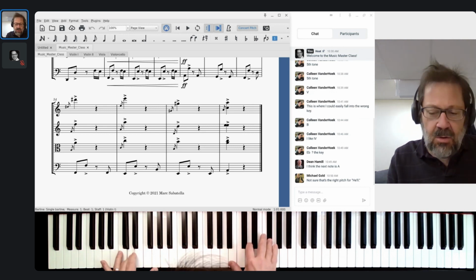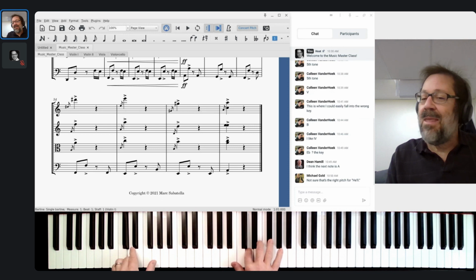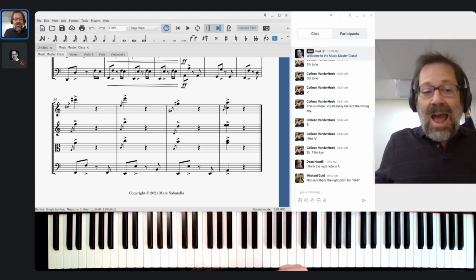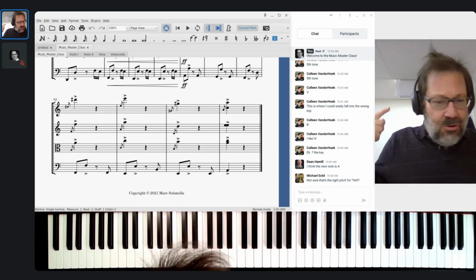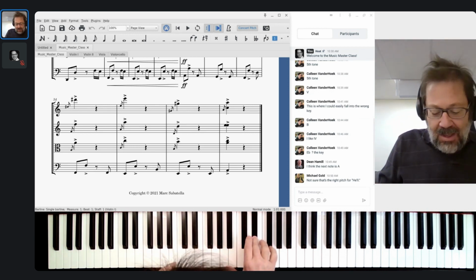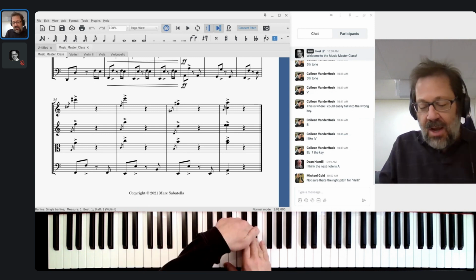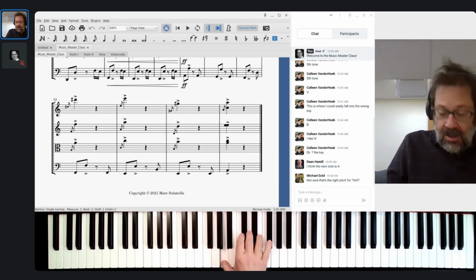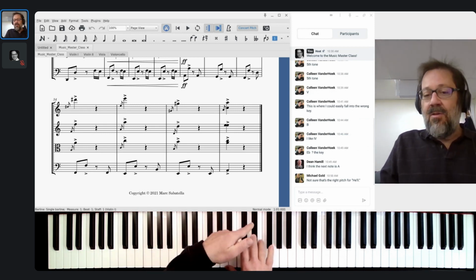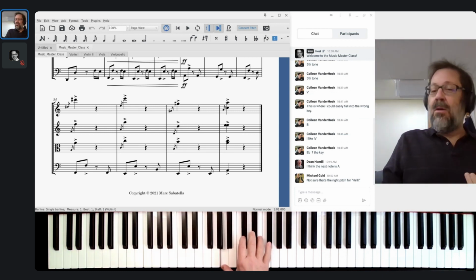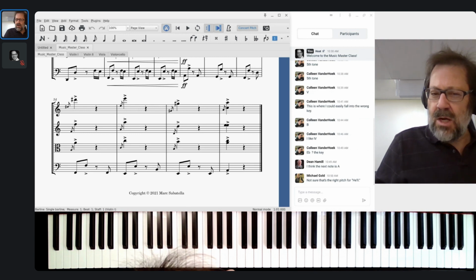So, my brain told me that was the right thing, but when I went to actually play it, it sounded so weird to me. Because it really is a leap. It's a tritone leap. Right? It's a tritone leap. Man, that's weird.